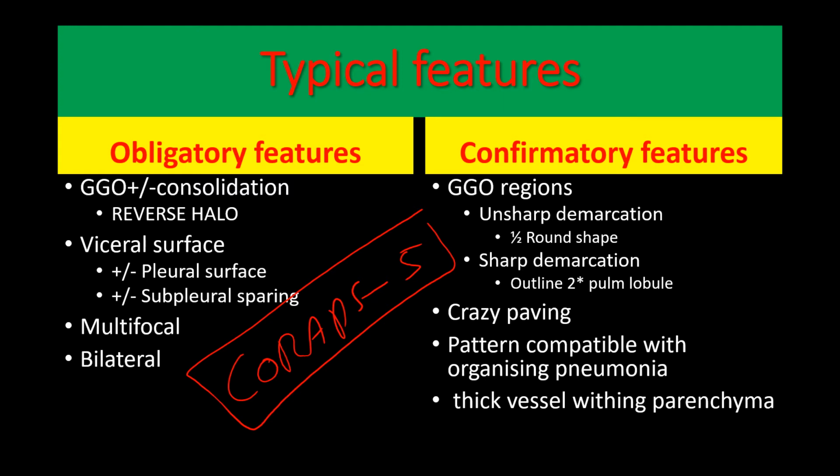Now this is what I have taught in the previous video as well. Now these features, if present, is CORADS 5. Whatever the feature, if the RT-PCR is positive, then it will become CORADS 6. Now this is what we know about the CORADS. Now 5 and 6 is what we know. Now we'll see when do we say CORADS 0, 1, 2, 3 and 4.